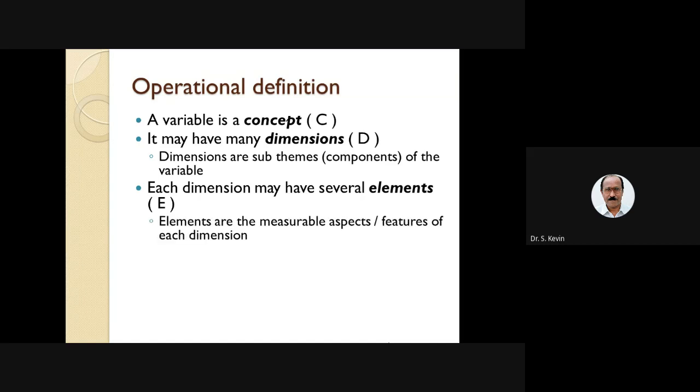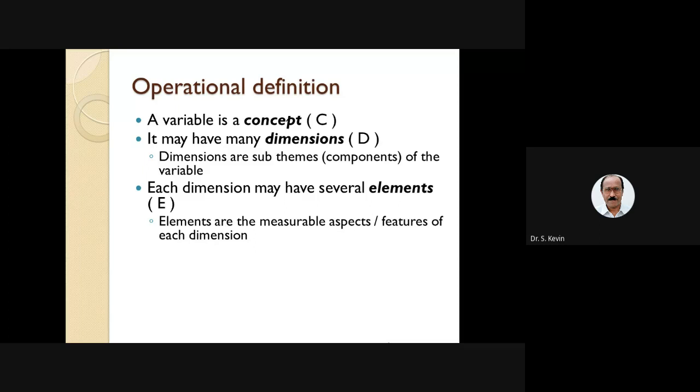These are the measurable aspects. Remember, I said the subjective variables have to be measured. So what are we going to measure? We are going to measure the elements. We are not going to measure the concepts. We are not going to measure the dimensions. We are going to measure the elements. And add the measurement of the elements, you will get the measurement of the dimension. Add the measurement of the dimensions, you will get the measurement of the concept.